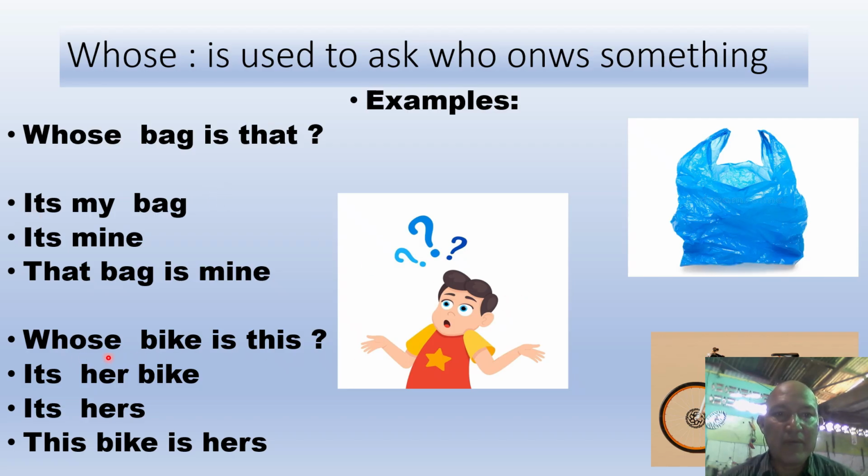In the second example, whose bat is this? It's her bat. It's hers, or this bat is hers, okay? These are the ways you can answer in English.